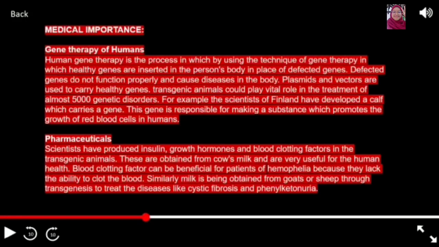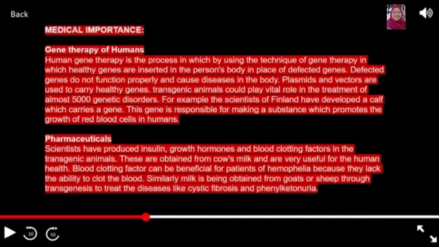Next, in pharmaceuticals, scientists have produced insulin, growth hormone, and blood clotting factor in transgenic animals. These are obtained from cow milk and are very useful for human health.